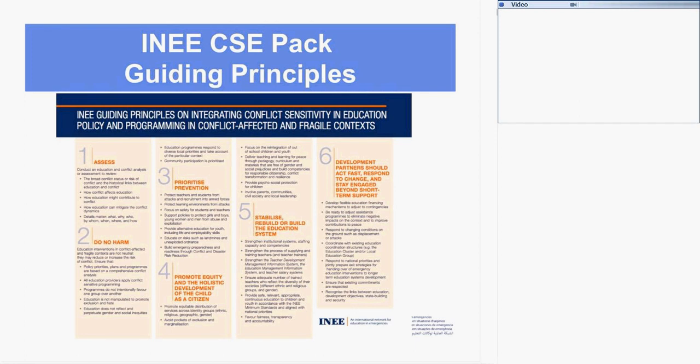The goal is to prioritize prevention, ensure that students are protected and that education personnel, infrastructure and learning environments are also protected from attacks and from violence. The fourth principle is to promote equity and the holistic development of the child. Here we want to ensure that education and services are distributed as equitably as possible across identity groups and ethnic groups, and ensure we make a special effort to reach those that have been marginalized and address that potential driver of conflict. This is to stabilize, rebuild, and build the education system, strengthening education institutional capacities at the national and local level.